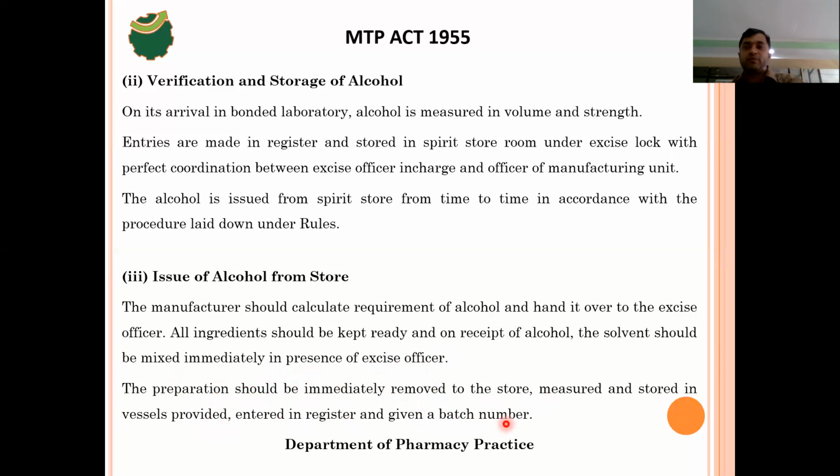So whatever the requirement receipt is there, according to that it has to be prepared, and then immediately it has to be measured again and stored in the vessel, and it should be entered in the register with a batch number.